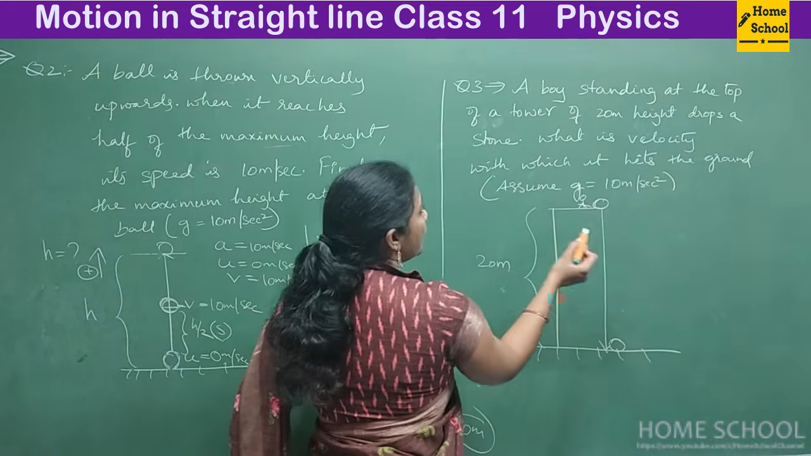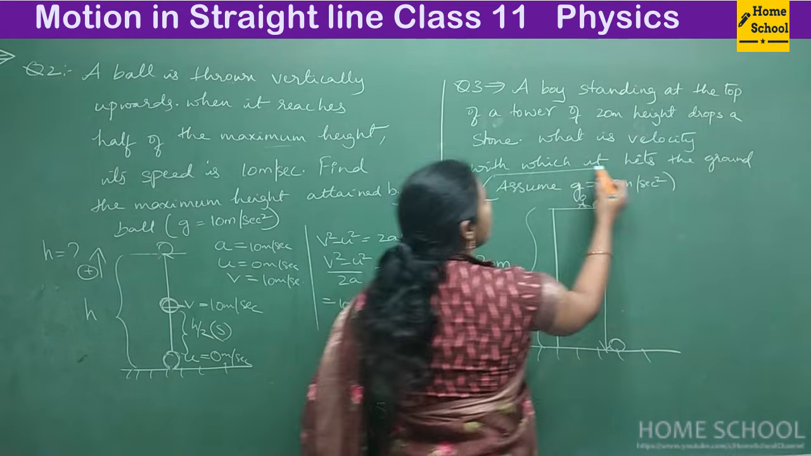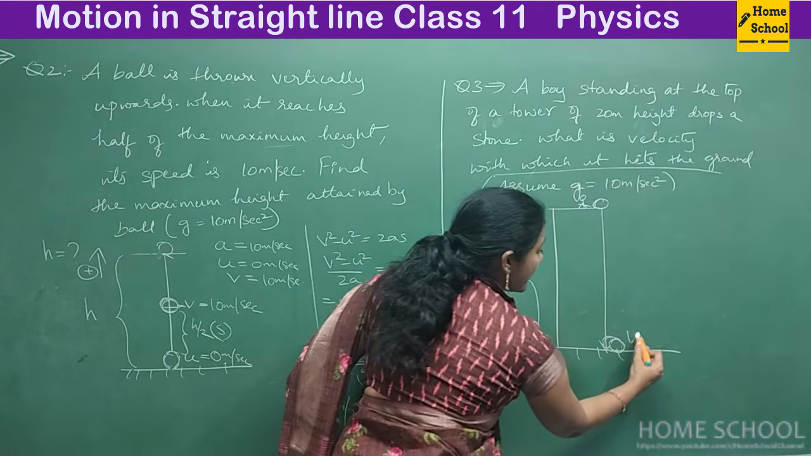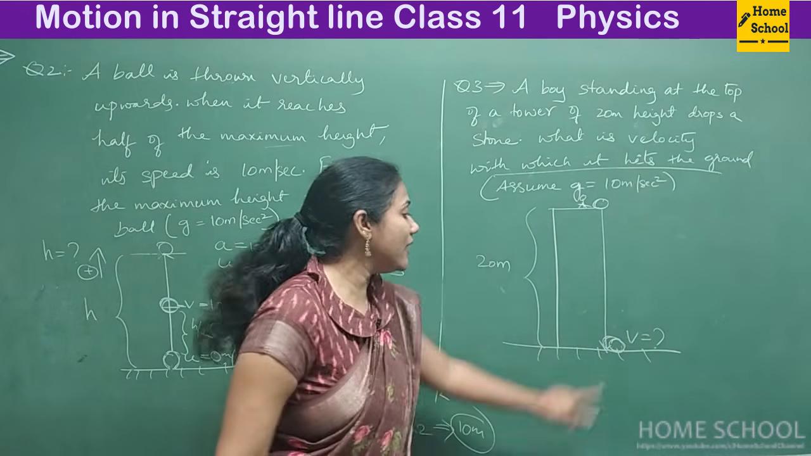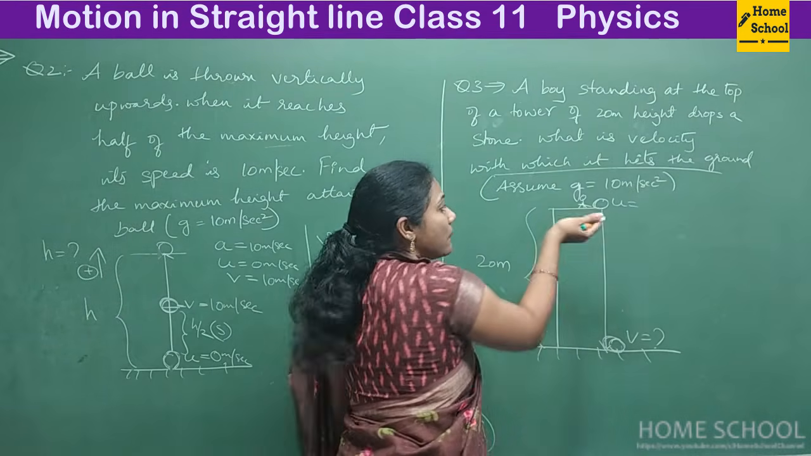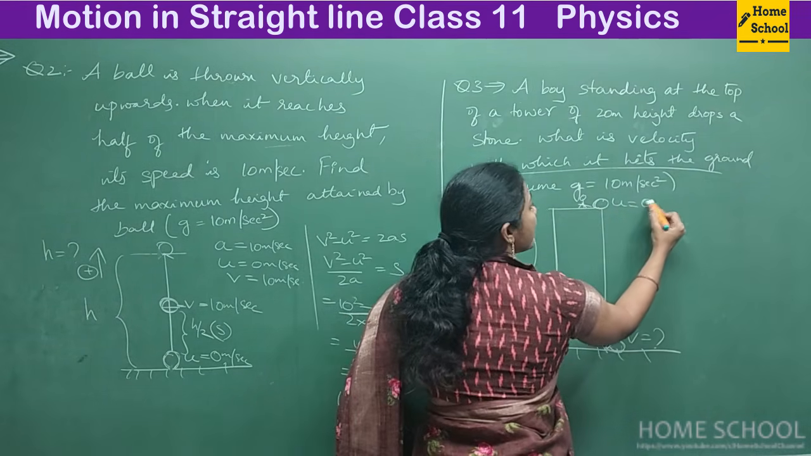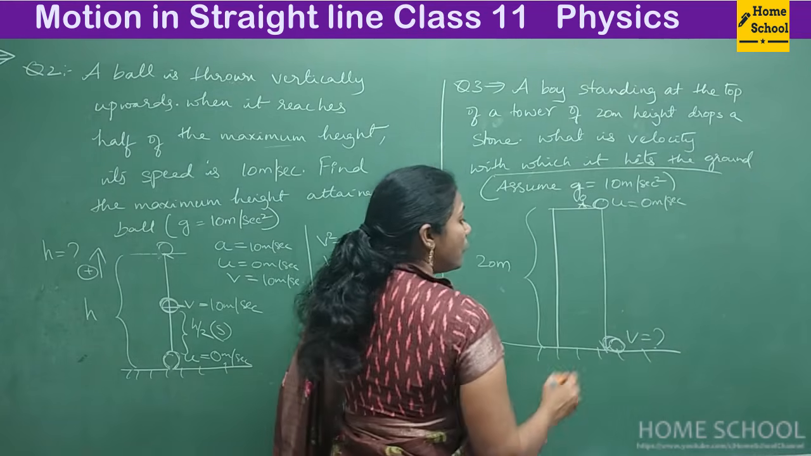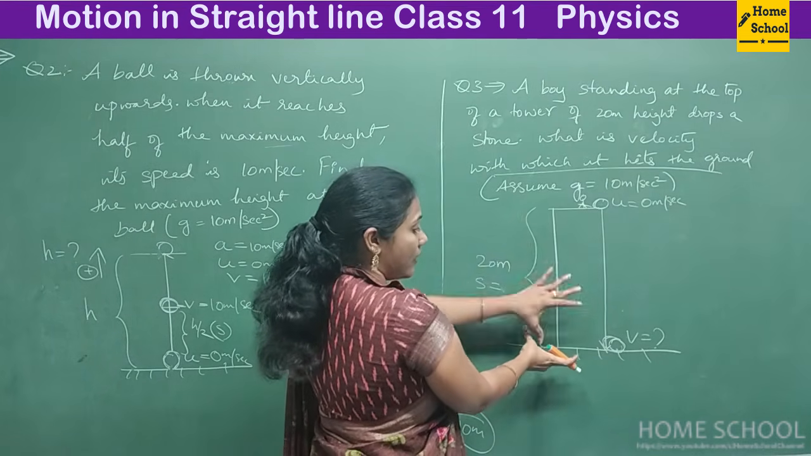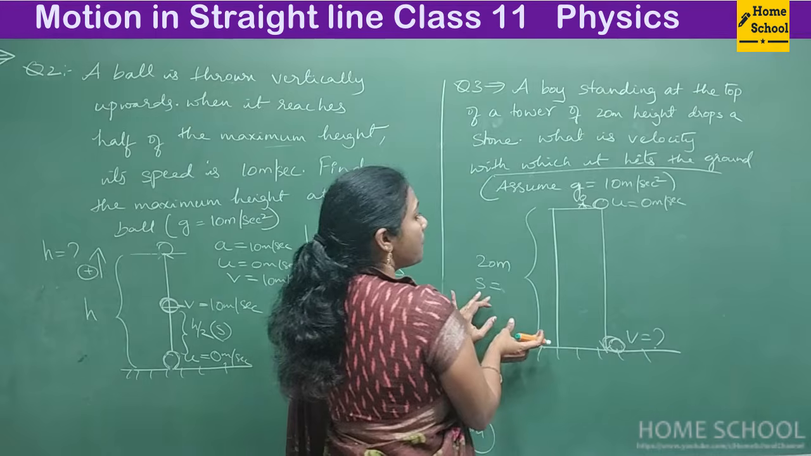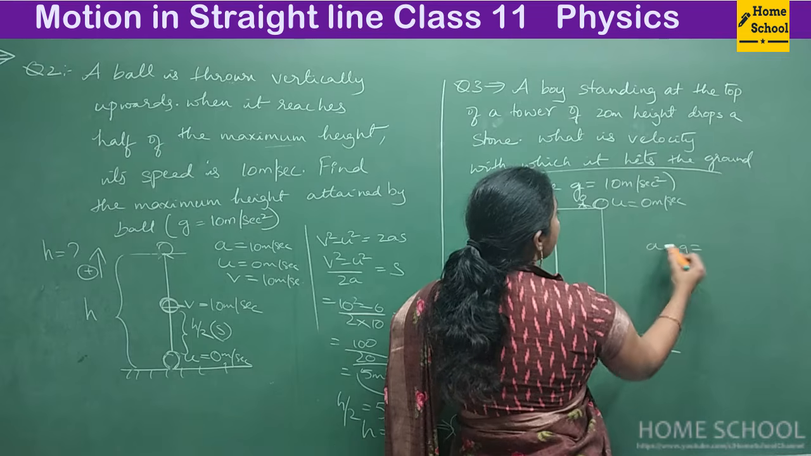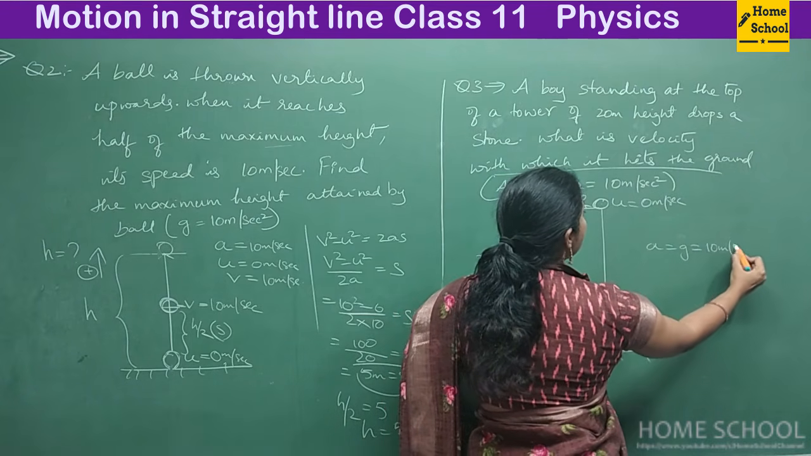What is the height? It is 20 meters, the distance between the boy and the ground. From there, he is dropping a stone onto the ground. What are they asking you to calculate? The velocity with which it hits the ground. The moment the ball has hit the ground, what is its velocity? So that means they are asking the final velocity v. What must be the initial velocity? The boy is holding the ball, that means the ball is at rest, so initial velocity is 0 meter per second. And the displacement is 20 meters. Acceleration they have given as g, that is 10 meter per second square.